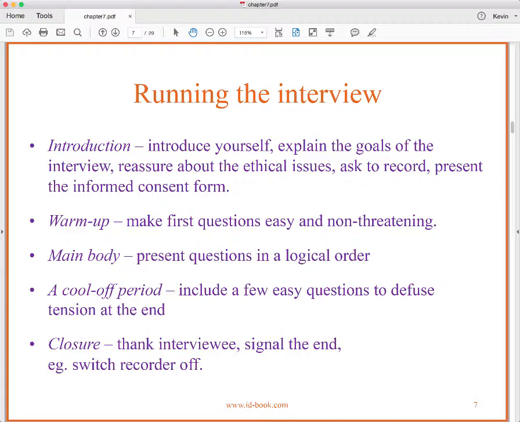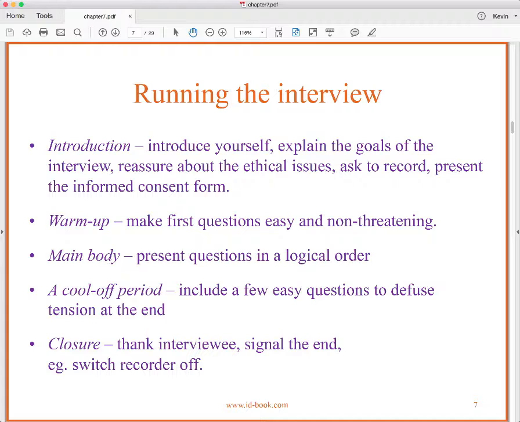Then we get into the main body. So we want to present our questions in a logical order. Okay. This isn't one of those things where we want to keep them off balance and never let them see what we're trying to get at. We want them to be a participant in this investigation, and we want to make them fairly comfortable. So there should be some kind of logical order to the questions.